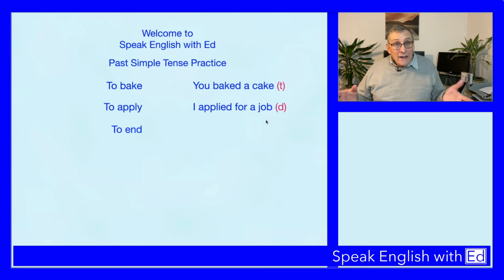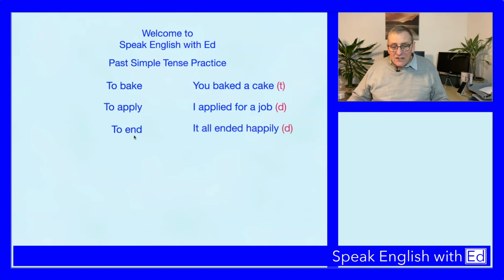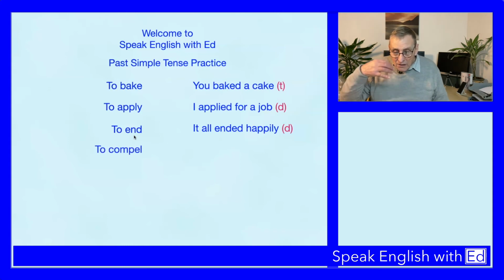Now, to end. Have a look at the verb, see what it is. The last two letters are both consonants. So what's the rule for two consonants? We add ed. So it all ended happily. It all ended happily. Ended, ed. Two consonants, so we add an ed.